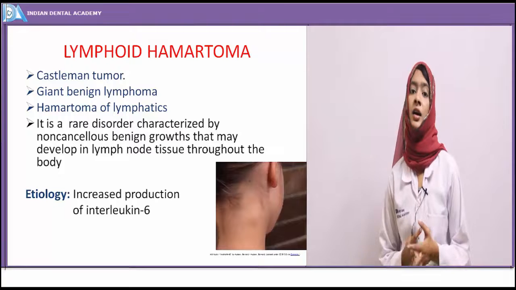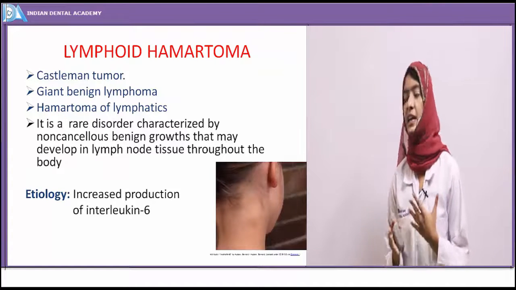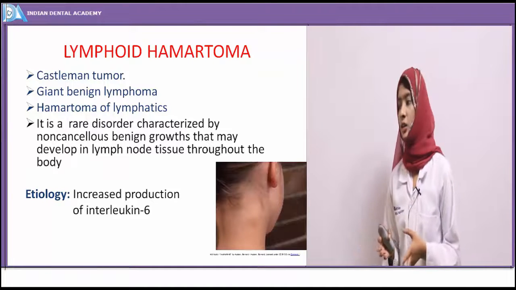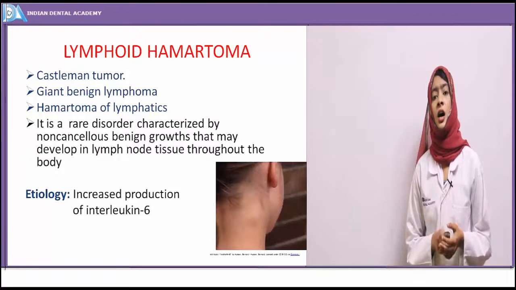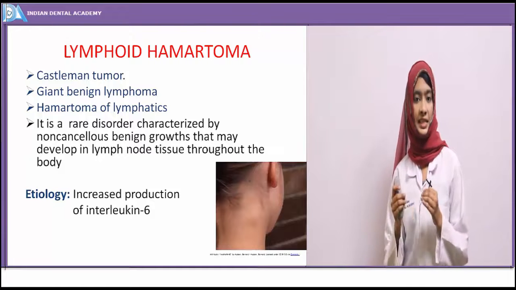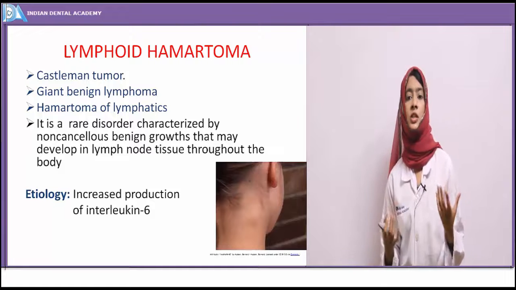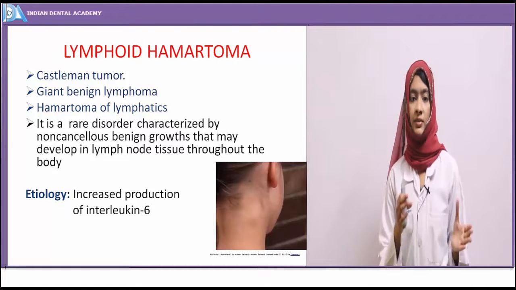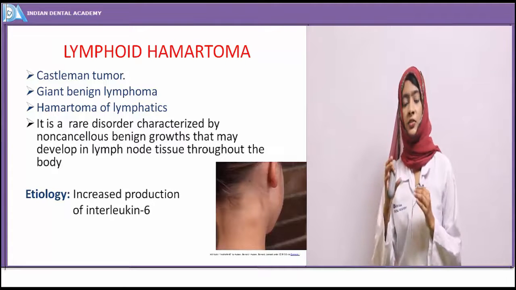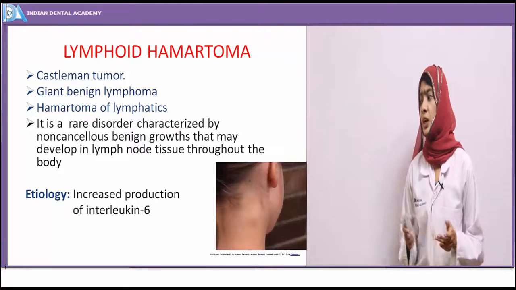Lymphoid hamartoma is also known as Castleman's tumor or giant benign lymphoma. It is also a form of lymphoid hyperplasia. What is Castleman's tumor? It is nothing but a benign outgrowth of lymphoid tissue. Normal lymphoid tissue is present throughout the body. Wherever the normal lymphoid tissue is present, if benign outgrowths occur, they represent Castleman's tumor.